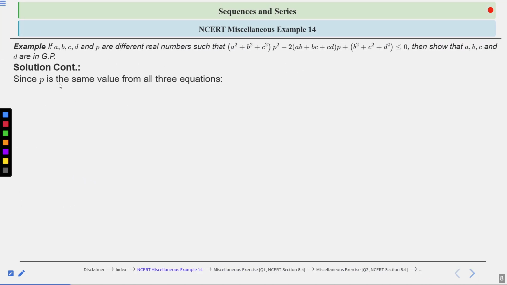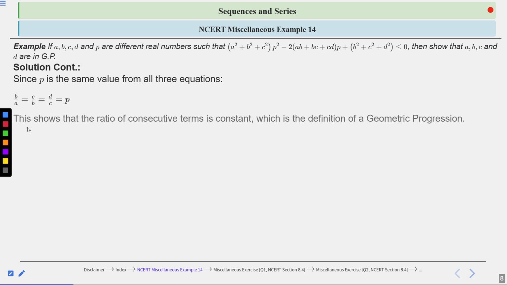Since p is the same value from all three equations, we can write b by a equals c by b equals d by c equals p. This shows that the ratio of consecutive terms is constant, which is the definition of a geometric progression. Hence, a, b, c, and d are in geometric progression. Hence, proved.